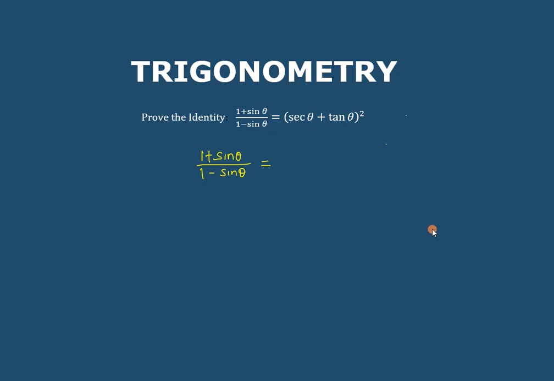Oh, well, let's do this. Prove the identity. The identity is here. So we have 1 plus sine theta divided by 1 minus sine theta.